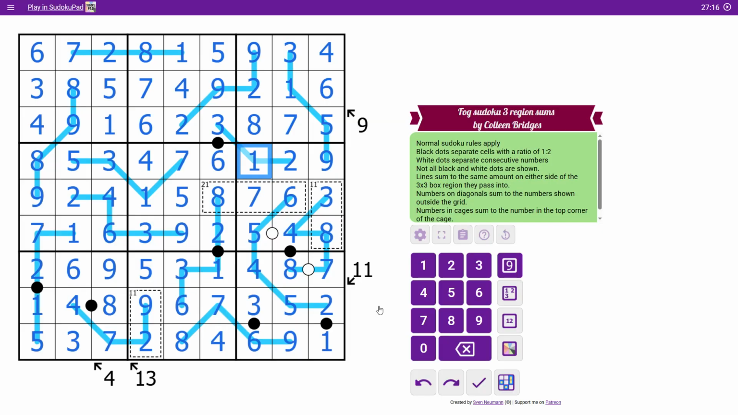There we go. So I hope you didn't find that too difficult, and that was a good introduction to learning how these line sums work.